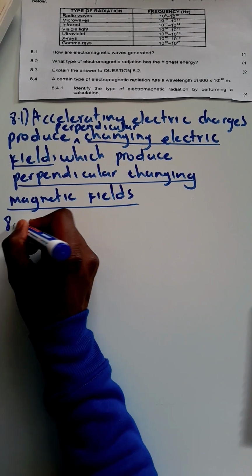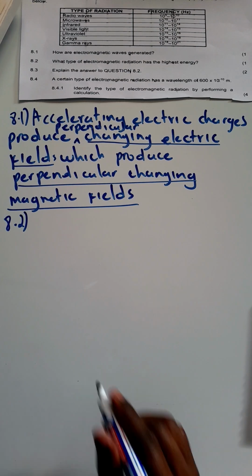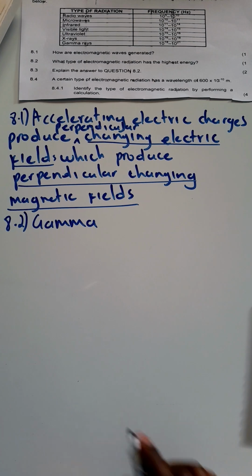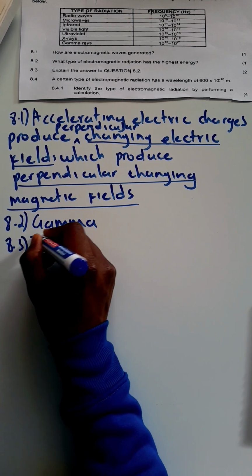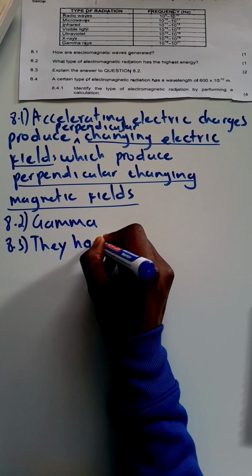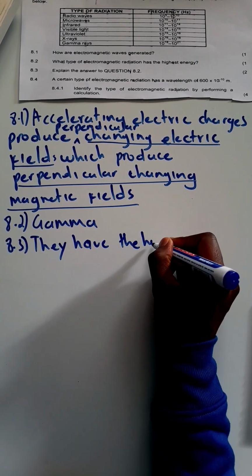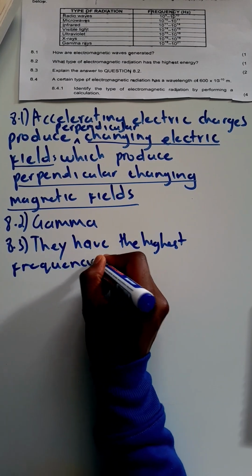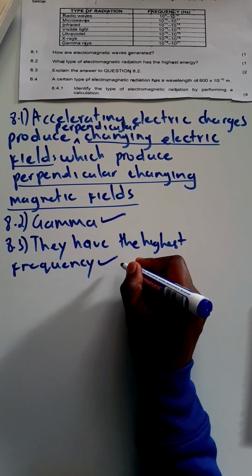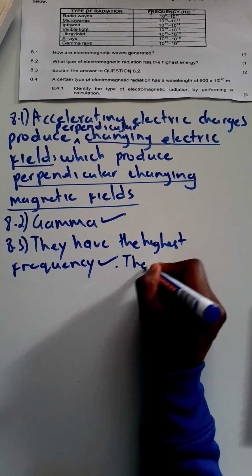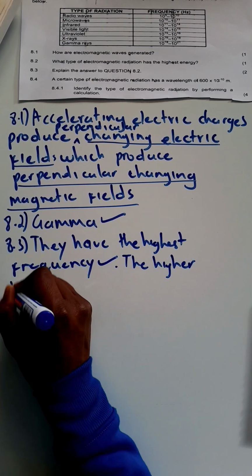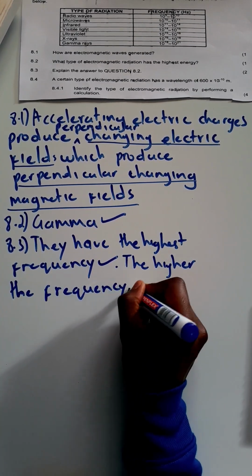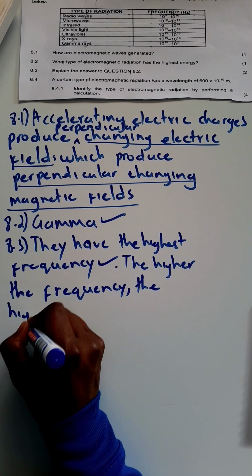Right, 8.2 says, what type of electromagnetic radiation has the highest energy? The highest energy goes to gamma rays. This is because gamma rays have the highest frequency. 1 mark for saying that. They have the highest frequency, and the relationship is the higher the frequency, the higher the energy.